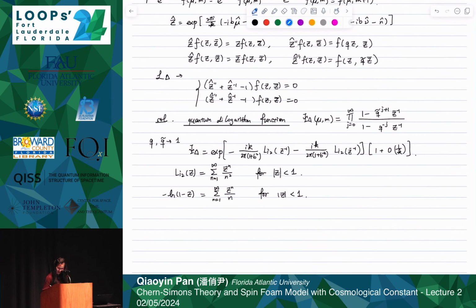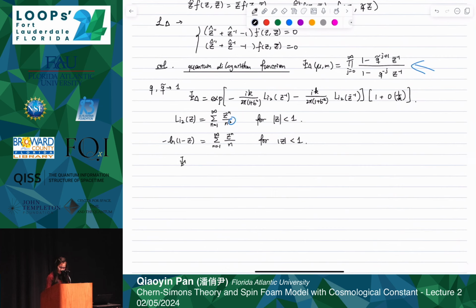Now you see, this is just an analog of the logarithm function, by changing this n to n squared in the power, in the denominator. That's why it's called the dilogarithm function. And the quantum dilogarithm, because we recover the dilogarithm function in the classical limit, we call this function the quantum dilogarithm function.